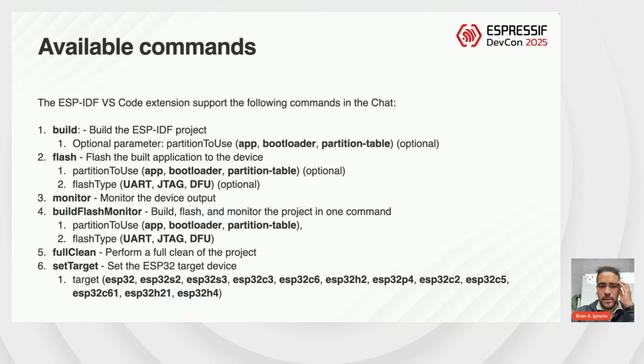So there are a few available commands. These are the commands that we have implemented as of now in the integration. You can build specific partitions like app, bootloader, and partition table. You can flash. You can also flash specific partitions using specific flashing types like flash app, flash bootloader, and partition table, using UART, JTAG, or DFU. You can also monitor. You can also trigger the build flash monitor command.